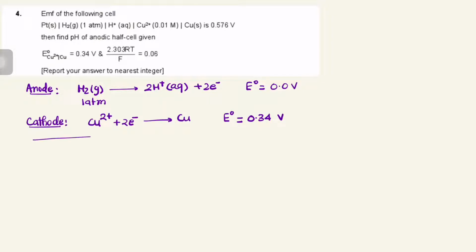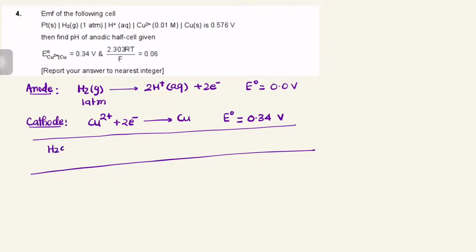Now if you write the overall cell reaction, it will be H2 gas, that is 1 atm, plus copper 2 plus, and the concentration for this is 0.01 molar, aqueous. Electrons will be cancelled out. Then 2H plus aqueous, this concentration I don't know, that we have to calculate, plus copper. Now E cell is simply 0.34, that is the sum of these two. And now we'll apply the Nernst equation.